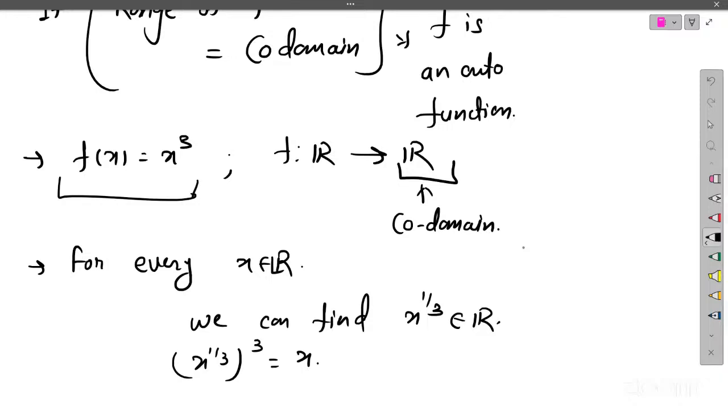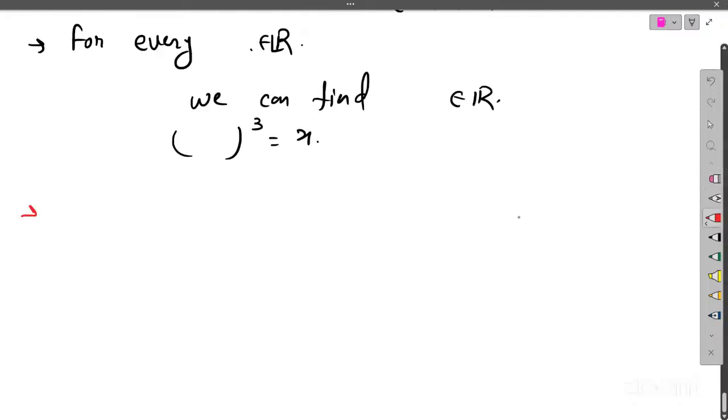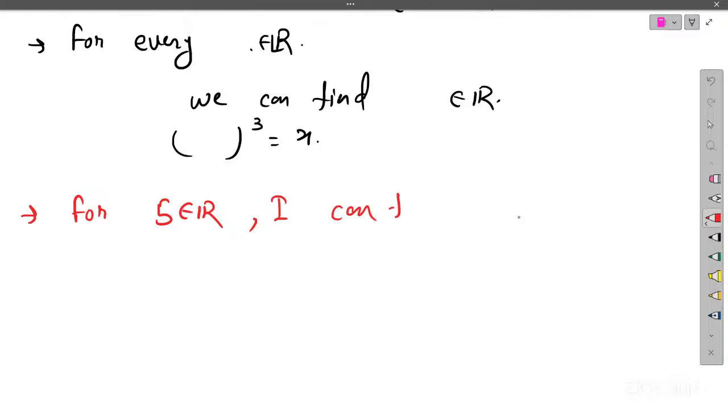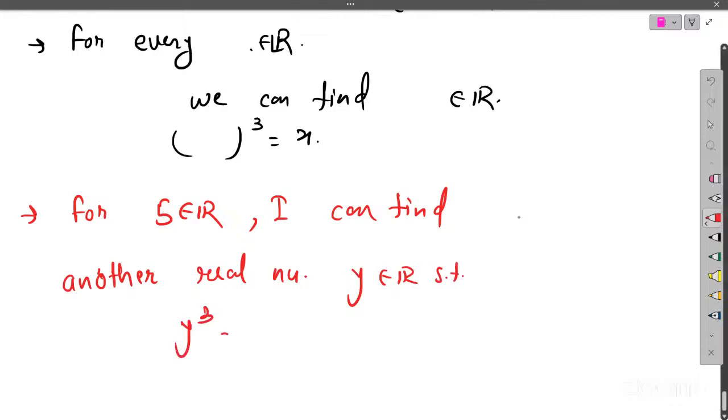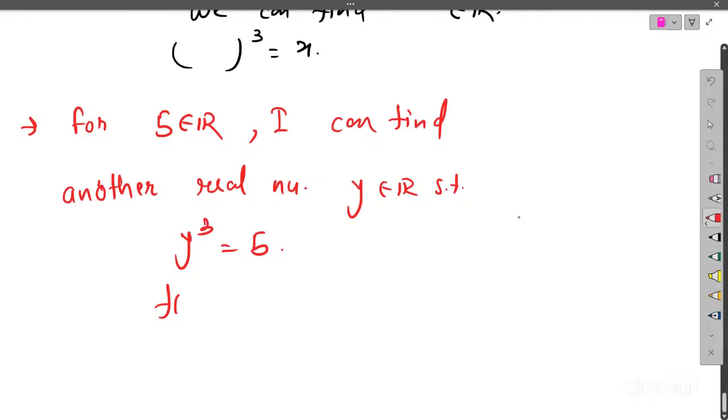If you have any real number and you want to find another real number which maps to your given output, then for example, for 5 belonging to the real numbers, I can find another real number y such that if I compute y cube, I get 5 as output. That means if I compute f of y, I get 5 as output.